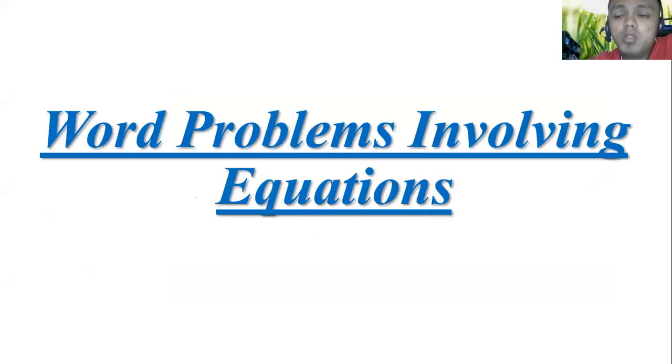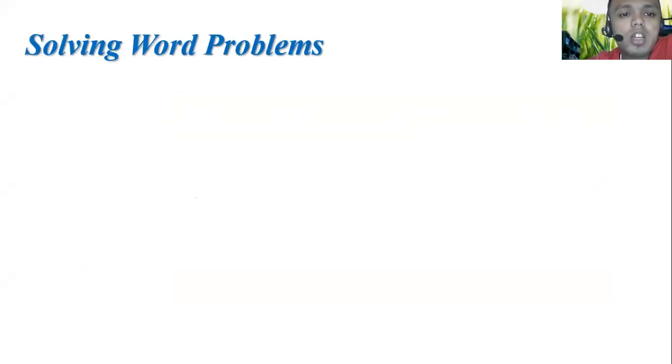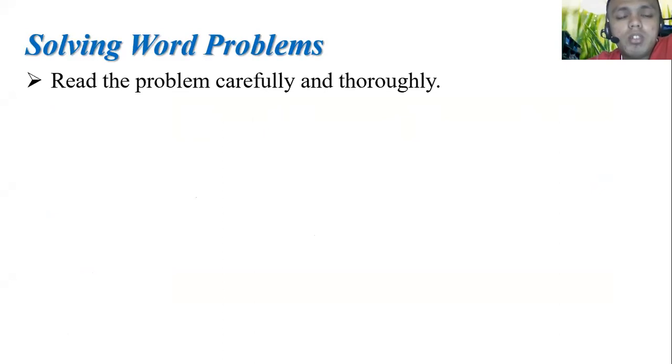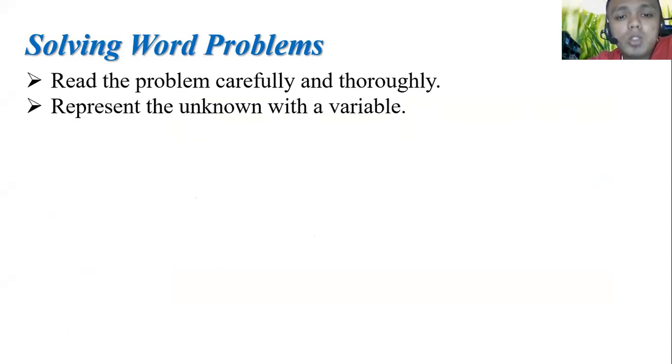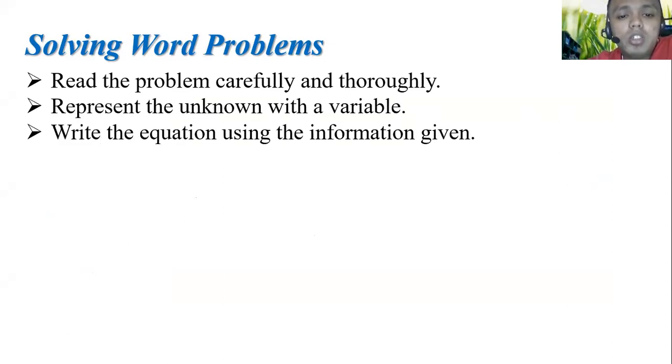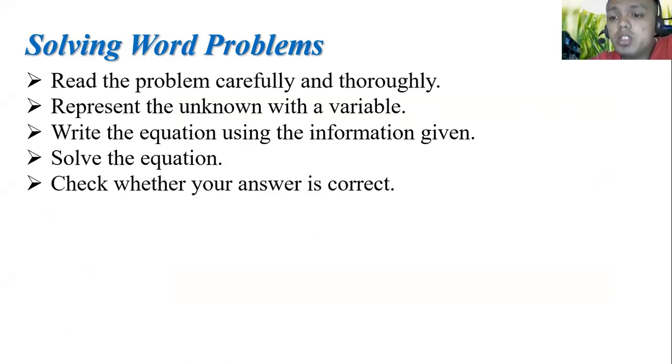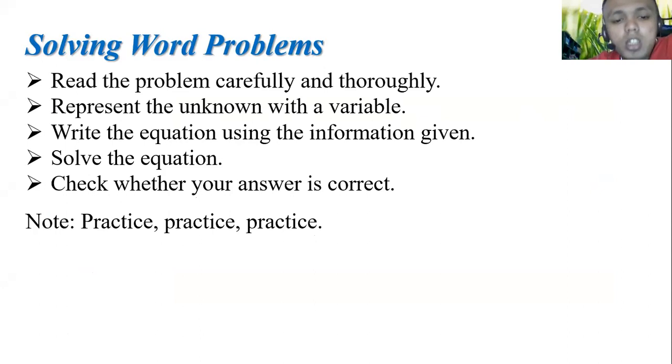So today we will continue our topic about word problems involving equations. Again, these are the steps to follow in solving word problems. First, read the problem carefully and thoroughly. Represent the unknown with a variable. Write the equation using the information given. Then solve the equation. Then check whether your answer is correct. Practice, practice, practice makes perfect. That's why you need to practice more for this topic, because these are word problems, so that you can master them.